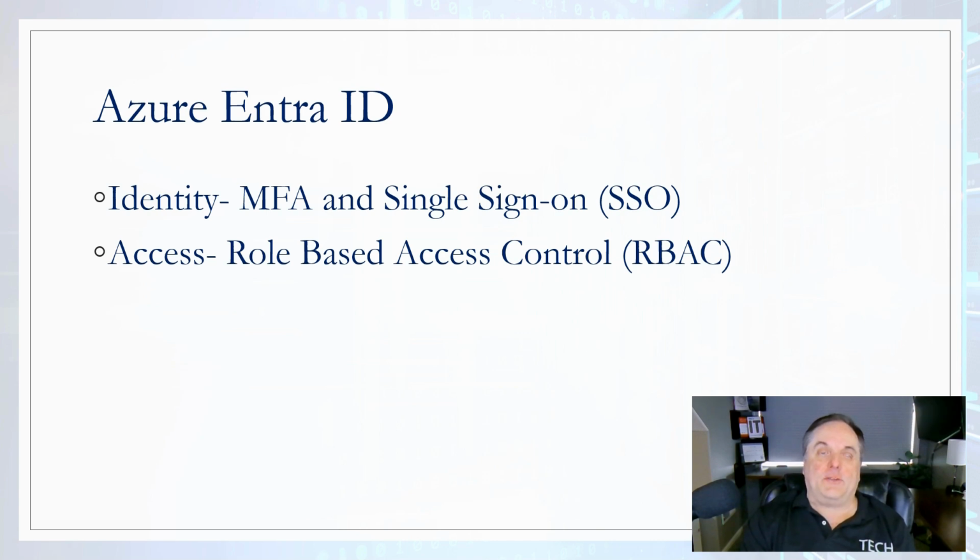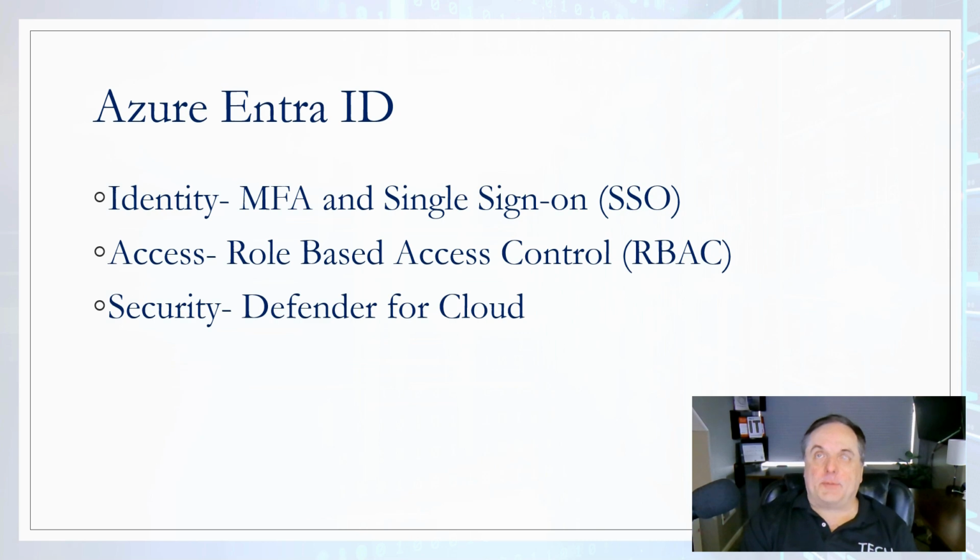Identity is going to get you into the door. You're going to type your username, your password, get your multi-factor authentication code in, and then you've been authenticated. Access has to do with authorization. Once you're authorized to get access to a particular resource, you can open up that resource and use it. That's going to be assigned through role-based access control. Two completely different things. Azure also uses optionally Microsoft Defender for Cloud for monitoring as well as threat detection.